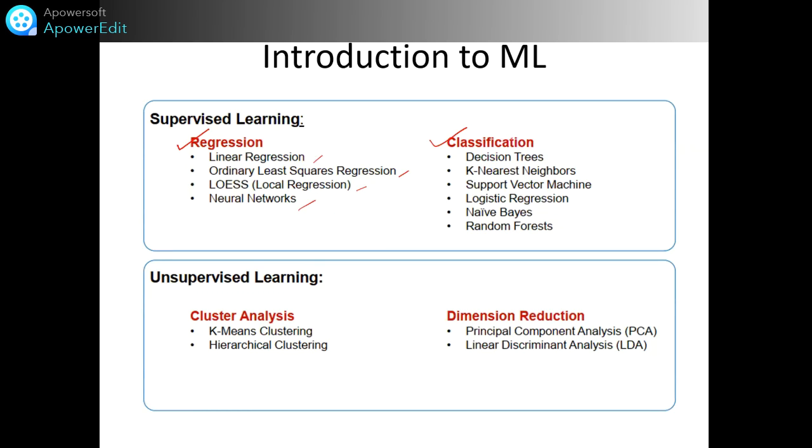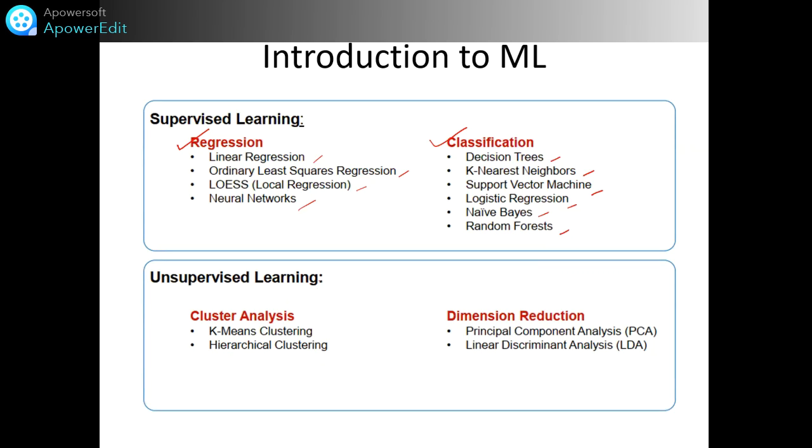Similarly, for classification, when we want to predict the input into different categories or different classes, we can take the help of decision tree algorithm, k nearest neighbor, support vector machine, logistic regression, naive Bayes, and random forest algorithm. These are the algorithms used for classification purpose.